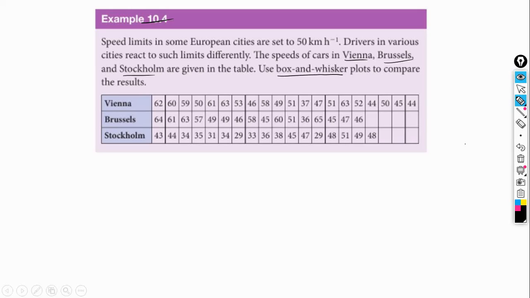So we don't have to really do this manually, and I'm going to show you how to do it on the GDC. But if we were to do it manually, how would it be done? Well, we would first of all have to order the data. So let's say we take the city of Brussels. We would have to put the information in order. So notice that the lowest number here is 45, and then it repeats 45, but we would write them both, 45, 45. You could also use a frequency and just say 45 with a frequency of 2, but let's just do it this way for now. So then we would have 46, and there's another 46.